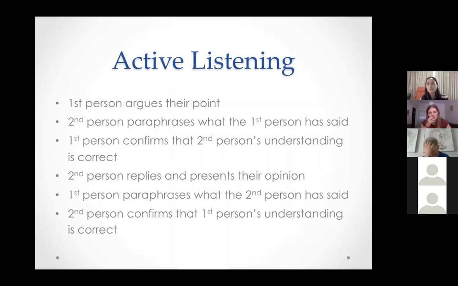So if you remember the activity just now, the values pyramid, what were you doing as you were discussing with each other? What skills were you actually using? Listening. Yes. Were you using active listening? Yes. What else were you using?